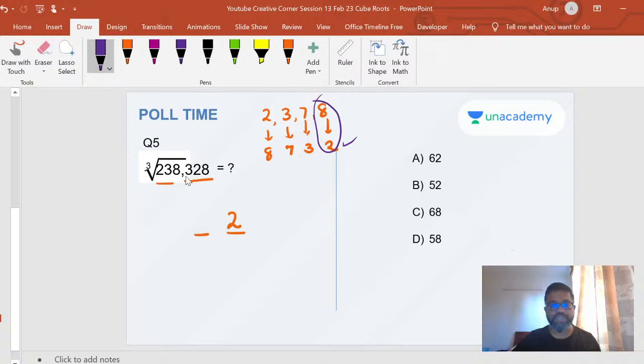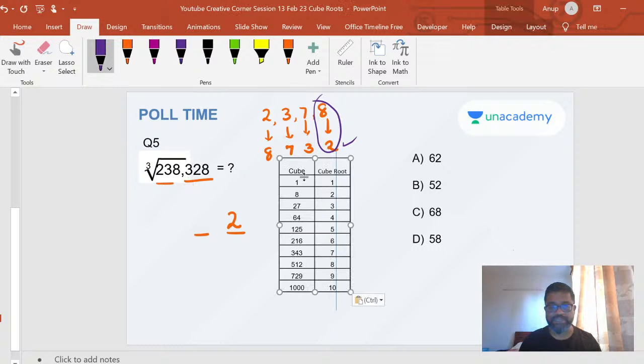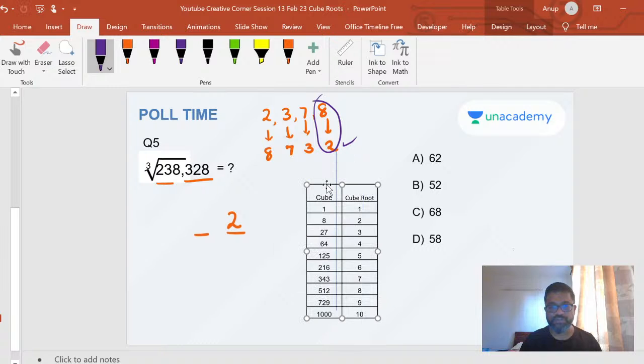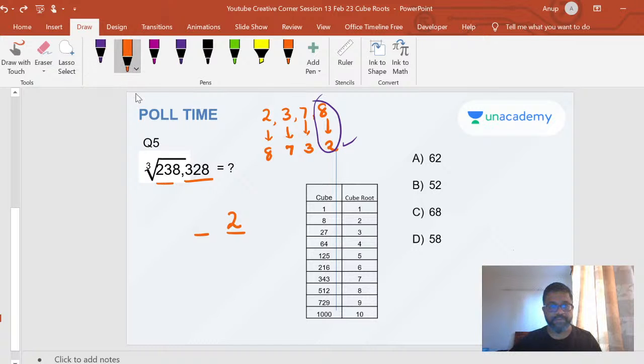And then 238. Remember from this table that I'm carrying along, where does 238 fit in here? It falls between a 6 and a 7. Then you go for the lower one. So the answer is 60. Oops. Yeah, so the answer is 62. So this is the right answer.